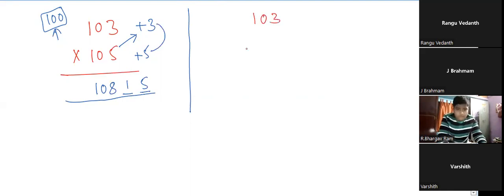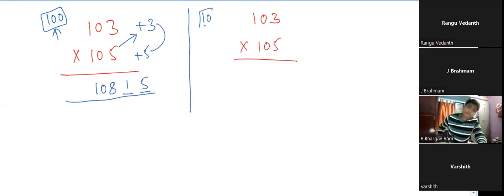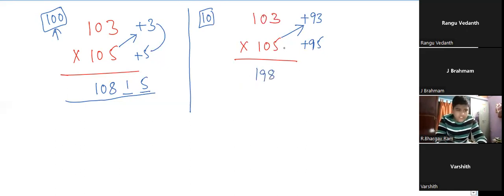See here, for the same question, 103 into 105, what if I take the base 10? Sir, we can't take the bigger multiple. So it is plus 93 and plus 95. Take any crosswise operation. 105 plus 93 is, it will take time for us, sir. How can you take 93? More than 10, sir. That's why I used plus 93. How much extra? 93 plus 10 is 103, no? Okay, sir. Okay, 93, and here it is plus 95.